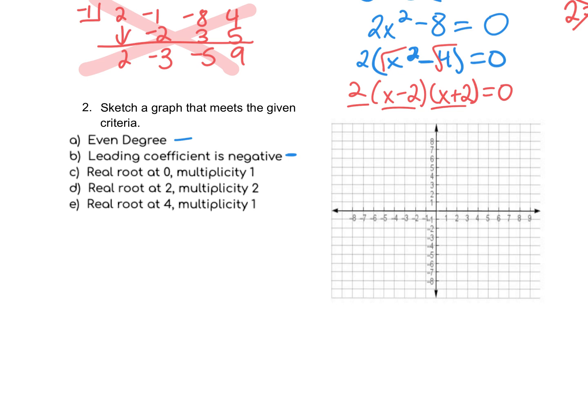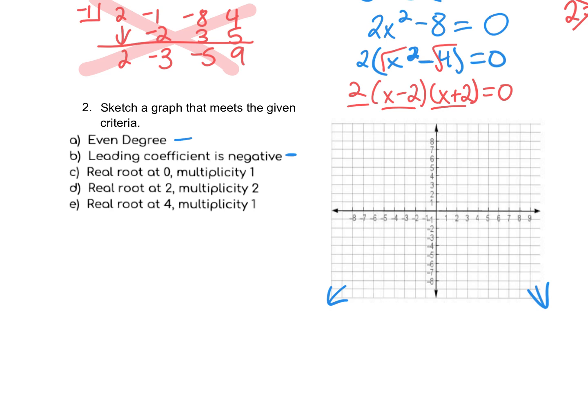So if it's an even degree, I know that means both sides are going up to infinity or both sides are going down to infinity. We're ending the same way. And then the leading coefficient being negative, well, that tells me both are going down. So arrow pointing down, arrow pointing down. Done with that. Now I just have 3 real roots.